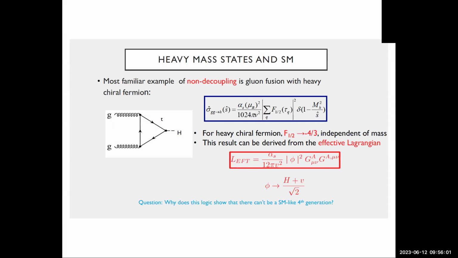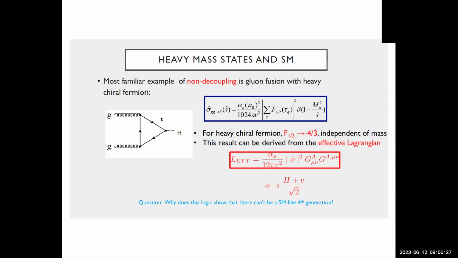You have to be on the mass shell, MH squared over S has to be 1 because it's a resonance here. And then there's some function, which depends on the mass of the Higgs and the mass of the top, that you can just calculate. But this function has the interesting feature that if I take the top quark mass to infinity, this function goes to a constant. So then this cross section goes to a constant independent of the mass.